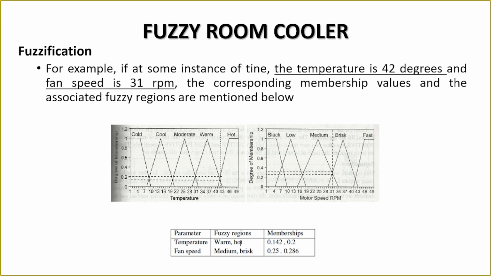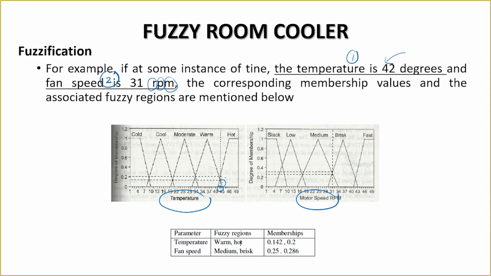So if at some instance of time the temperature is 42 degrees, guys, I just underline this, and fan speed is 31 RPM, rotations per minute. Based on degree of membership, we knew that we have temperature and we have speed. For temperature, the specification given to us is 42, so we go down and find 42, right?